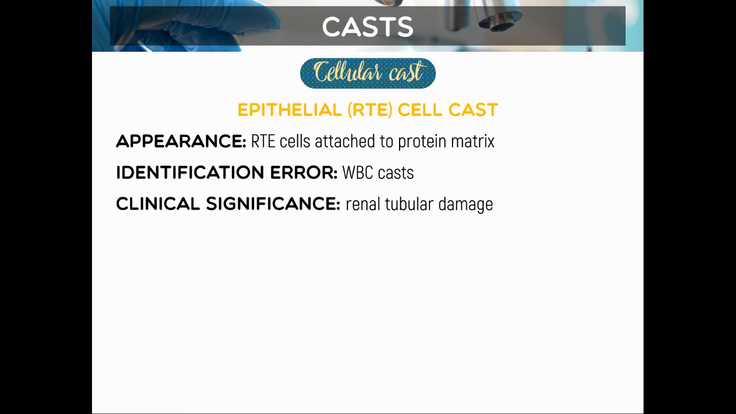Next, we have our epithelial RTE cell cast. Basically, this is just a type of cast wherein there are RTE cells attached to its protein matrix, simply because our tubules are composed of RTE cells, and our uromodulin comes from the RTE cells. The identification error is WBC cast, and its clinical significance is renal tubular damage.